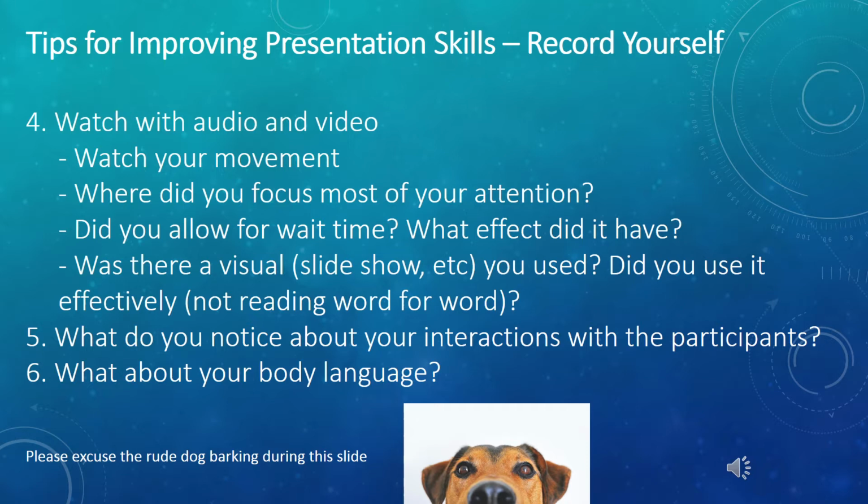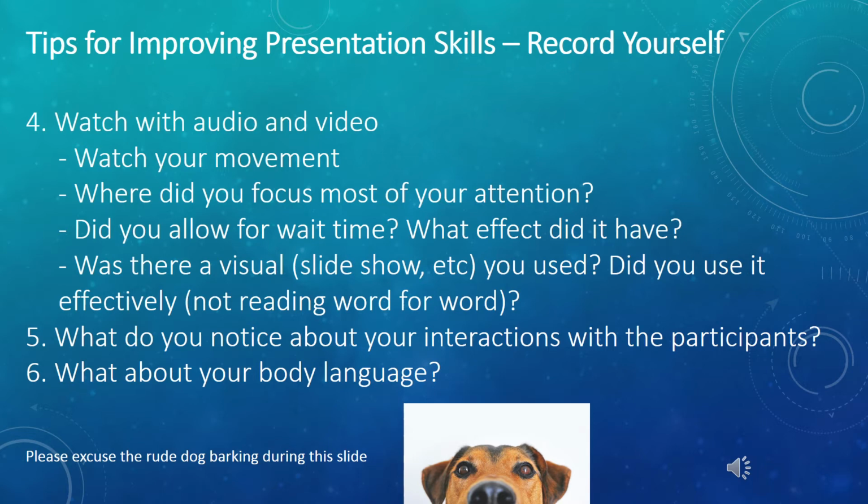Next step is to watch the video with the audio and the video on. Again, watch your movement. Do you move to different places around the room? Do you have close proximity to the participants? Where do you focus most of your attention when you are speaking and or listening? Do you allow for wait time? Is it long enough? What effect does it have or not have if you don't use it well? If you had a visual such as a slideshow or other posters or what have you, how did you use it? Was it used effectively? Were you not reading from it word for word?